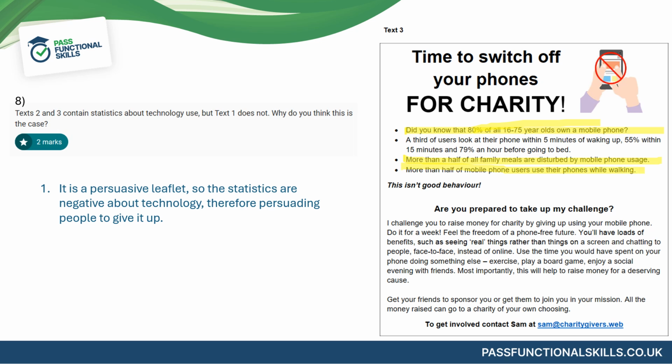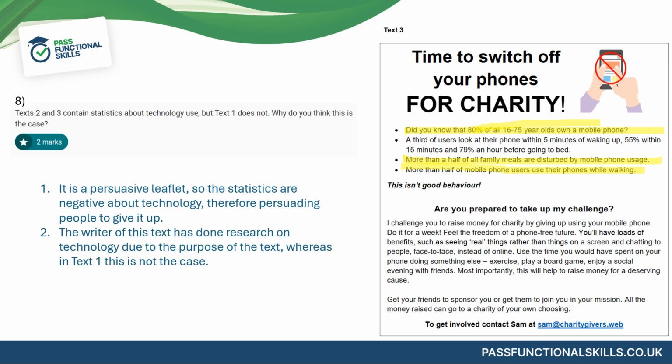So these statistics here are designed to shock the reader into giving up their phone or spending less time on it. While the statistics here themselves are informative, it's the way the writers use them that we're interested in. So the writers here are using them to persuade the reader. They use these statistics often to make themselves sound more trustworthy, and also they can choose all positive or all negative statistics to support their purpose. So for text 2 and text 3, we've got a persuasive purpose, so they've chosen all negative statistics designed to shock the reader.